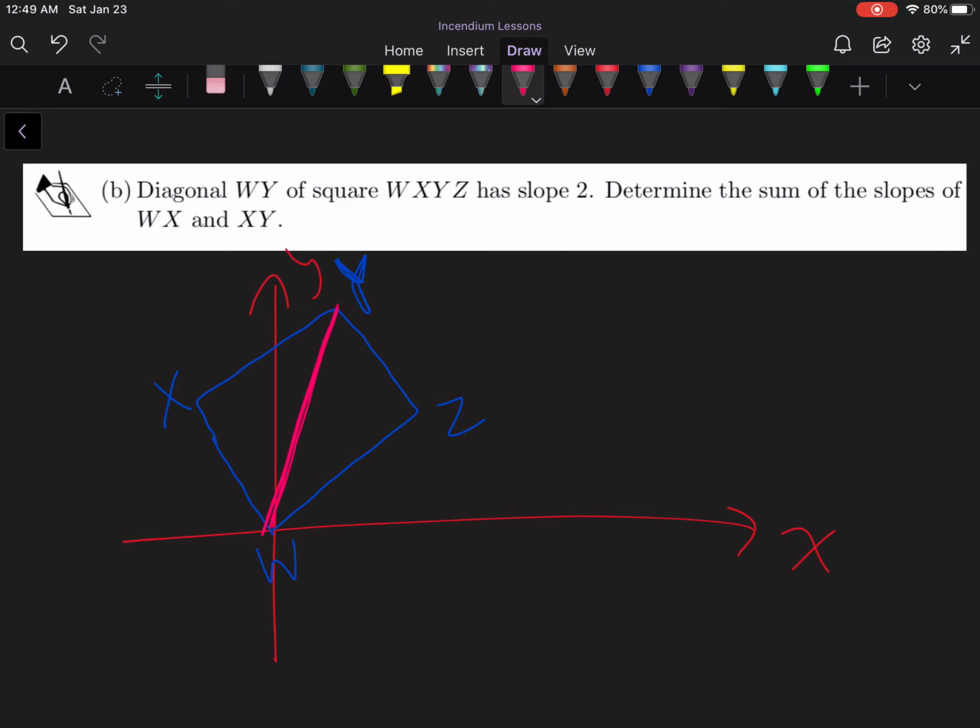One thing right off the bat, notice that the slope of WX is going to be the slope of YZ, so those two are equivalent. Also, the slope of WZ is going to be equivalent to the slope of XY. That's going to be pretty useful for us in solving this problem. So let's get into it. First of all, let's think about some angles.